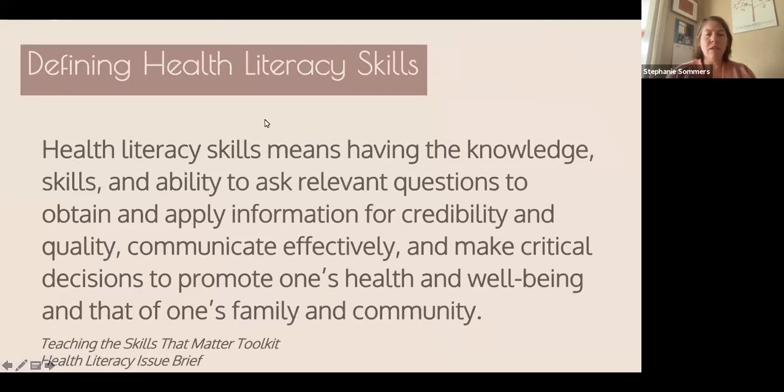So I mentioned the teaching skills that matter, and we're going to get to more of that. We're going to really dig into that in just a minute. But this definition of health literacy comes from the toolkit from their health literacy issue brief.